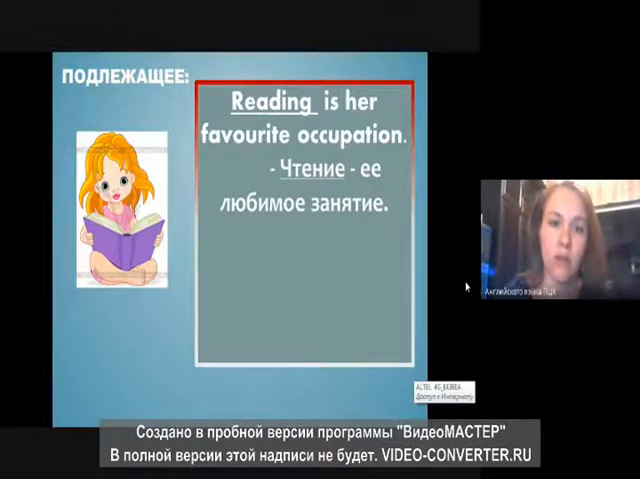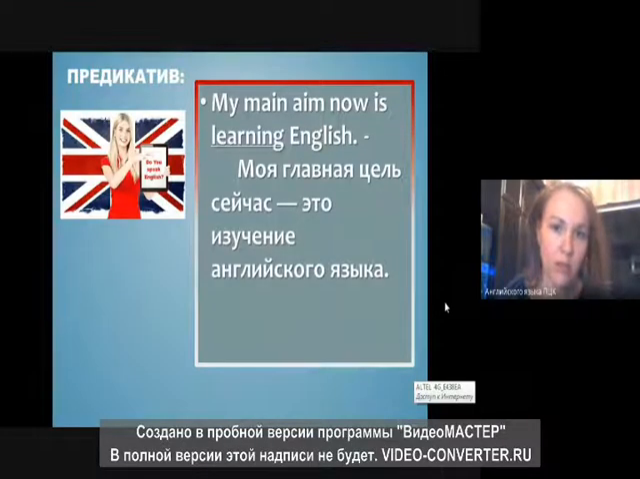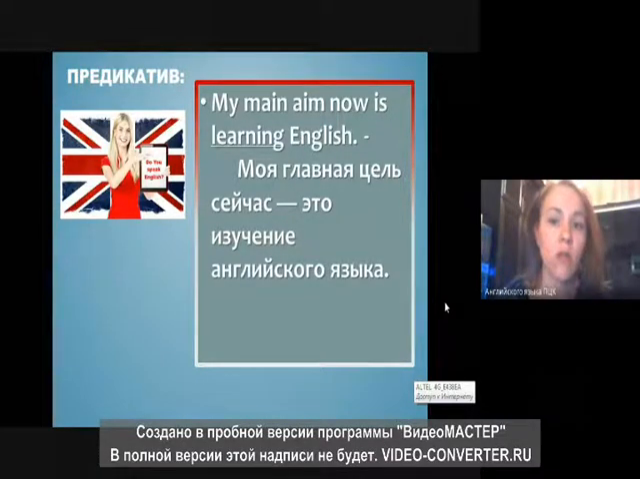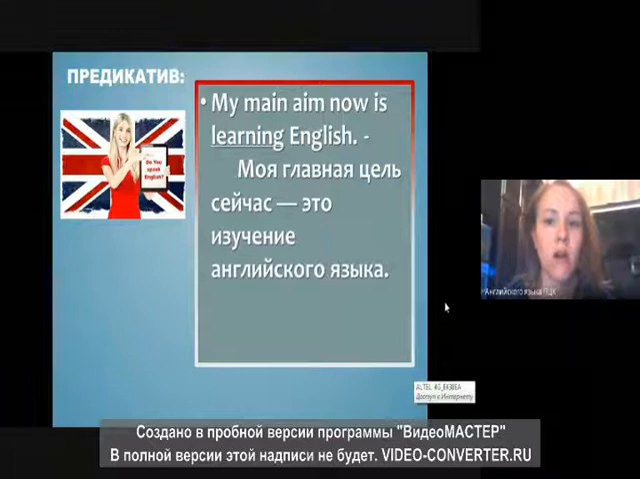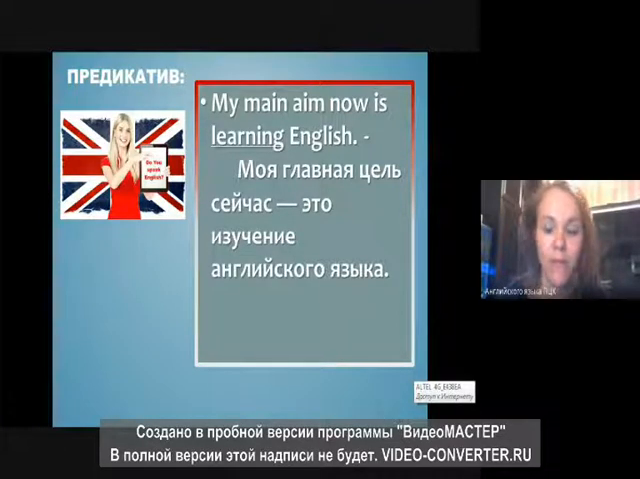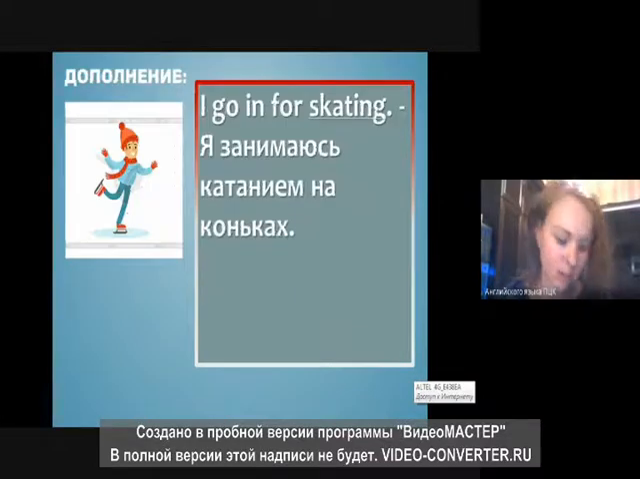Let's continue. The next function is predicate. My main aim now is learning English. Usually, gerund predicate stays after the verb to be. Predicate is the action which our subject does. The next is object. Object adds the predicate. For example, I go in for what? I go in for skating. So usually we can ask the question what after our action.